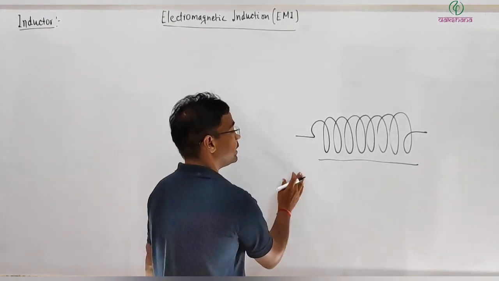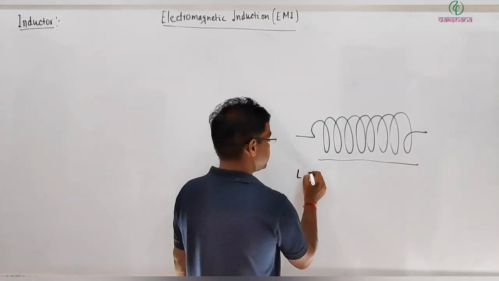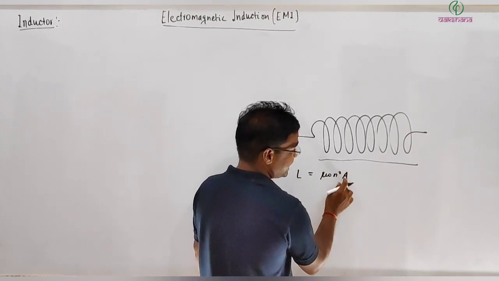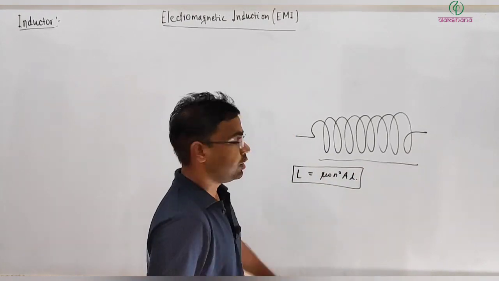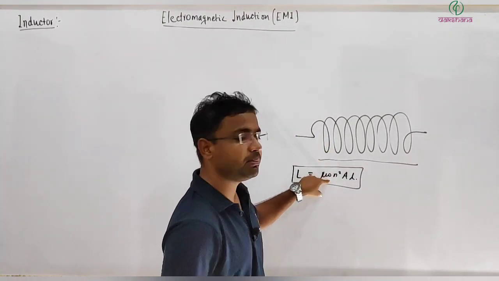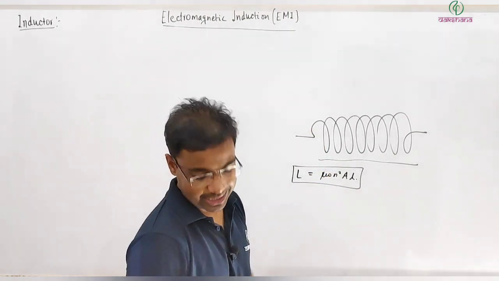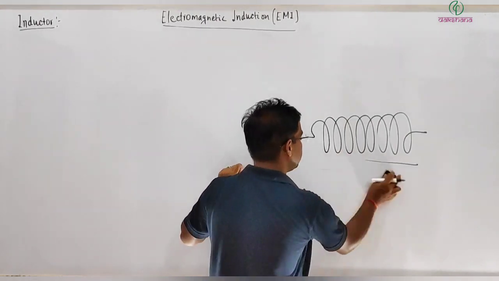For a solenoid we denote the self inductance by L, and it comes out to be mu naught n squared A l, where l is the length, A is the area of cross section, mu naught is the permeability that depends on the medium, and n is the number of turns per unit length. So we discussed up to here in the last class. Let's continue from here onward.